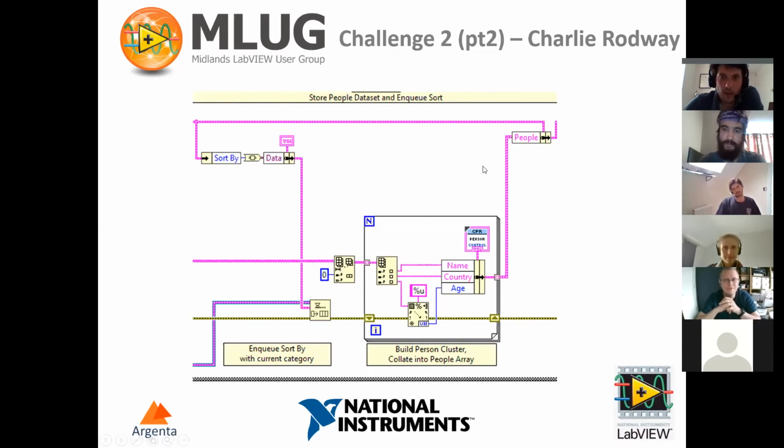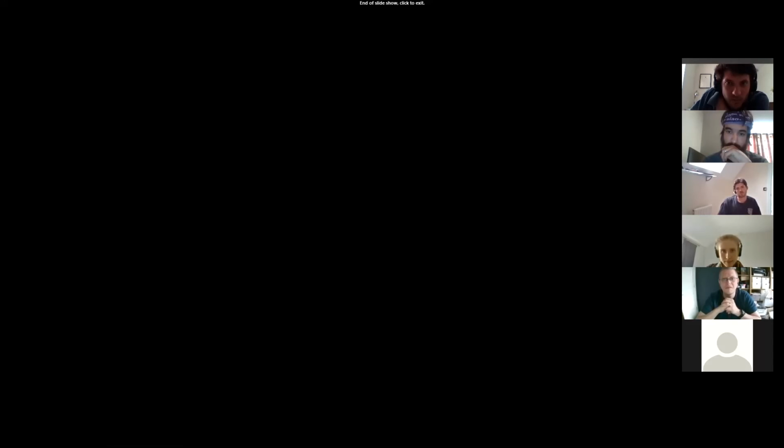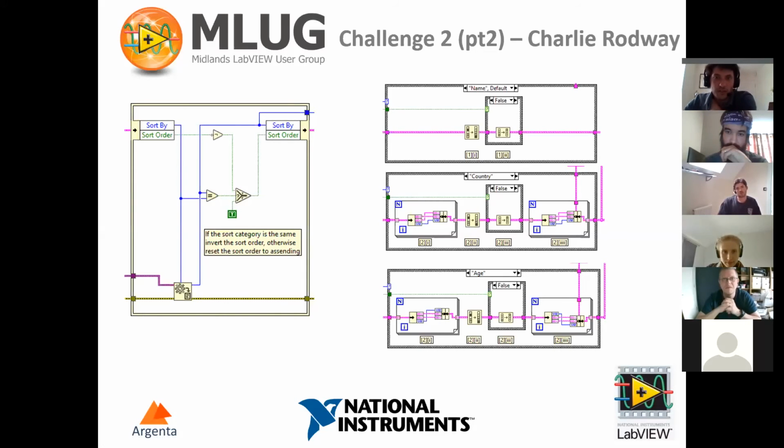So his code basically was that he chucked all the data for each element of the array into a cluster, and then builds the array of that cluster. And then depending on what you're sorting by, it will pull out the relevant value. It basically sticks the relevant value to the top of the cluster, sorts it, does your descending, ascending, and then compiles it all back together again, and then sticks it back into the indicator. So yeah, that's a nice, neat solution in that one as well. Okay, so that was the last one there.